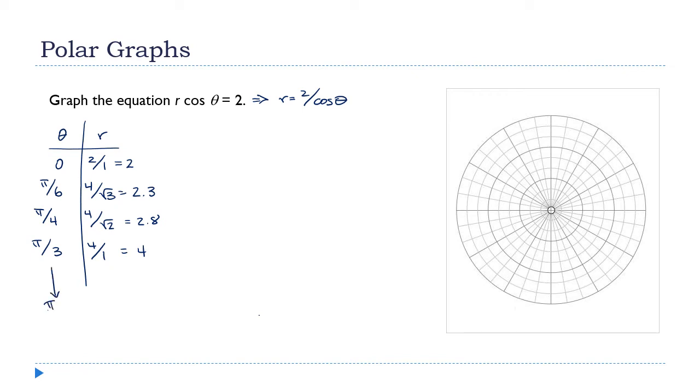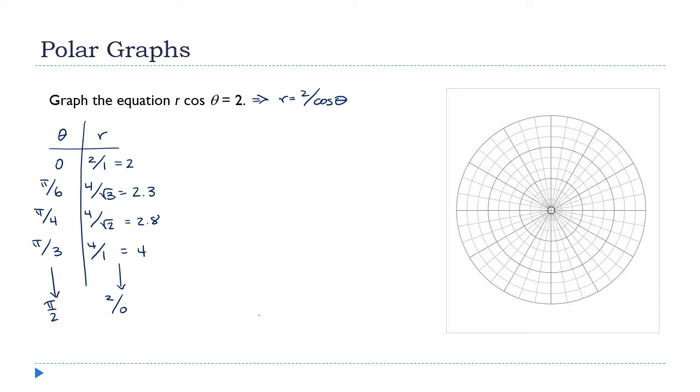pi over 2, the radius is approaching 2 divided by 0, which is, I hate saying infinity. Infinity's not a number. Can't be infinity. It's undefined. But it's getting really large, right? So as theta approaches pi over 2, the r values get increasingly big. So let's see if I can't get these numbers on here now.